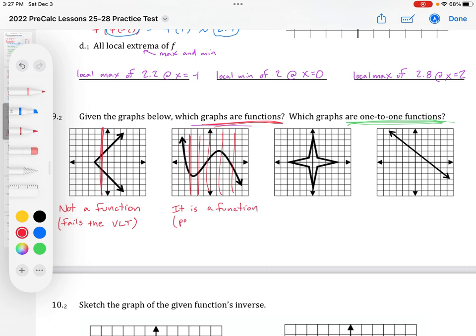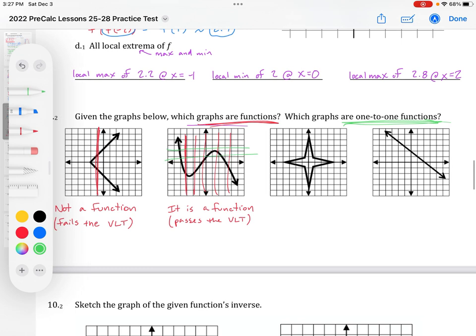And that's because it passes the vertical line test. That was something from a couple units ago. We talked about that. But now, is it a one-to-one function? Well, now we're going to do what we call the horizontal line test, which you can see is passing through multiple times, 3 times in some places.